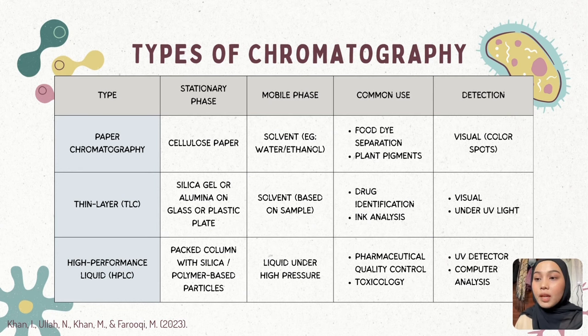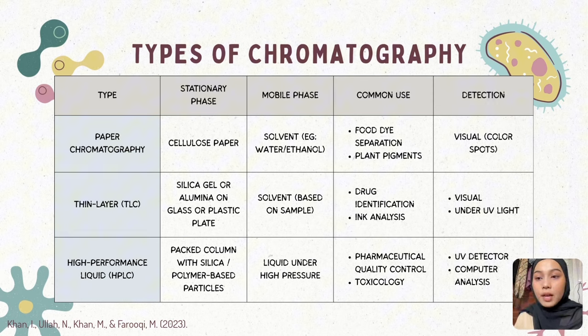Next, we have thin layer chromatography, also known as TLC. It uses a stationary phase like silica gel or alumina coated on a glass or plastic plate. The mobile phase here also depends on the sample. TLC is useful in drug identification and ink analysis, and detection can be visual or under UV light for more accuracy. Lastly, we have high-performance liquid chromatography, also known as HPLC.